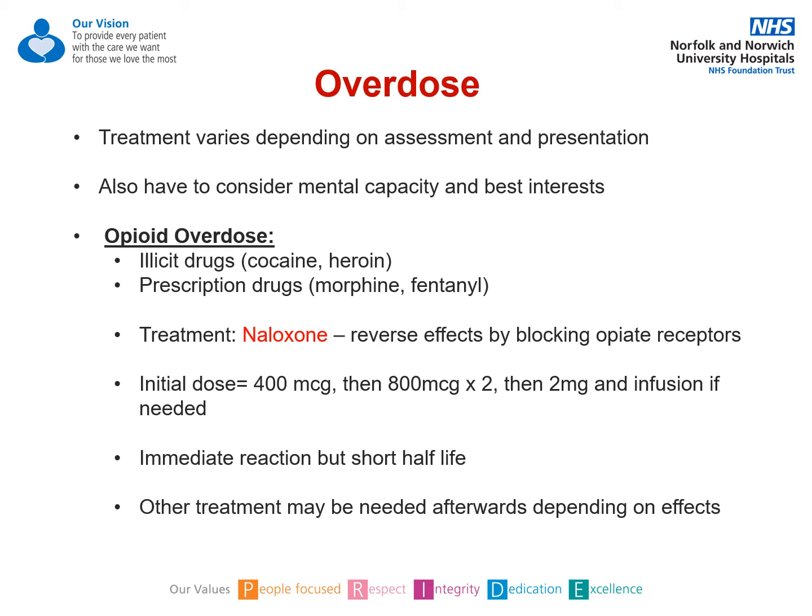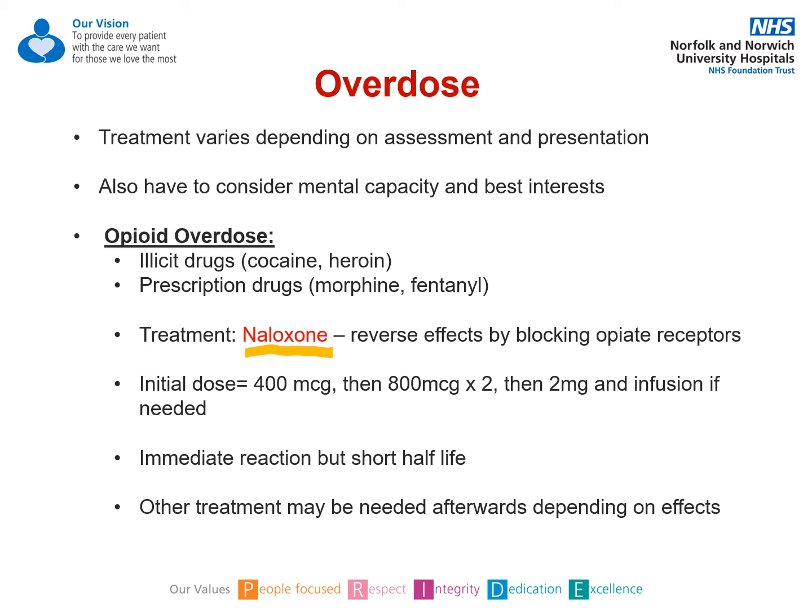So, opioid overdose. This could be an illicit drug, like cocaine or heroin, for example, or it could be a prescription drug like morphine, Oramorph, fentanyl. There's lots of variations. But the treatment for the opioid, in both of those, is something called naloxone, which you may have heard of.